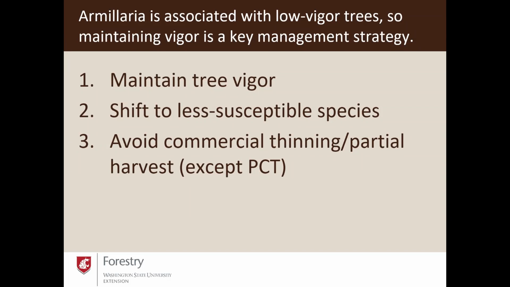For all of these root diseases, in general, you want to avoid commercial thinning. And that may seem counterintuitive when we want to increase tree vigor. But thinning or partially harvesting can actually exacerbate the disease for remaining infected species, because a fast growth burst is going to cause their root systems to expand even wider and come in contact with more other trees.